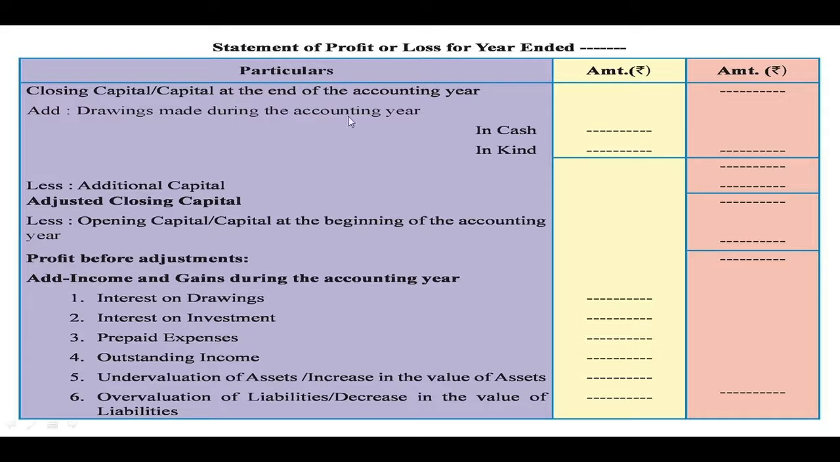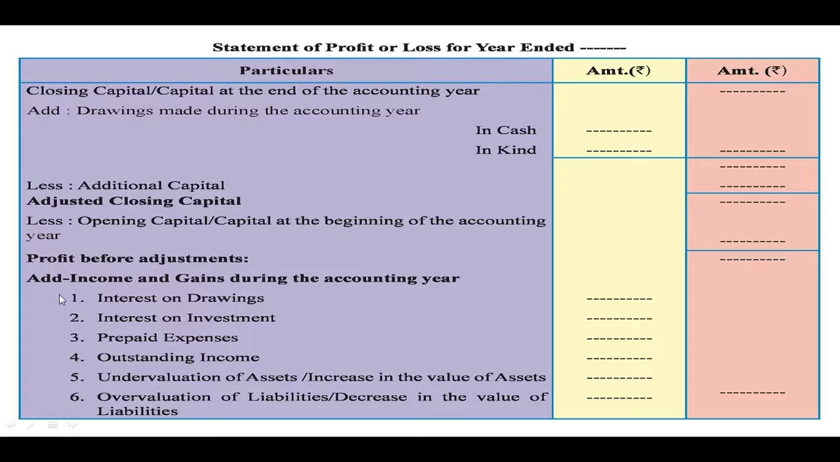Here the statement of profit or loss for the year ended is given, starting with the closing capital or capital at the end of the accounting year. In that we have to add drawings made during the year in cash or in any other kind. Then we have to subtract the additional capital if it is given in the question. Then we get the adjusted closing capital. From that we have to subtract the opening capital or the capital at the beginning of the accounting year. After that we get profit before adjustment.